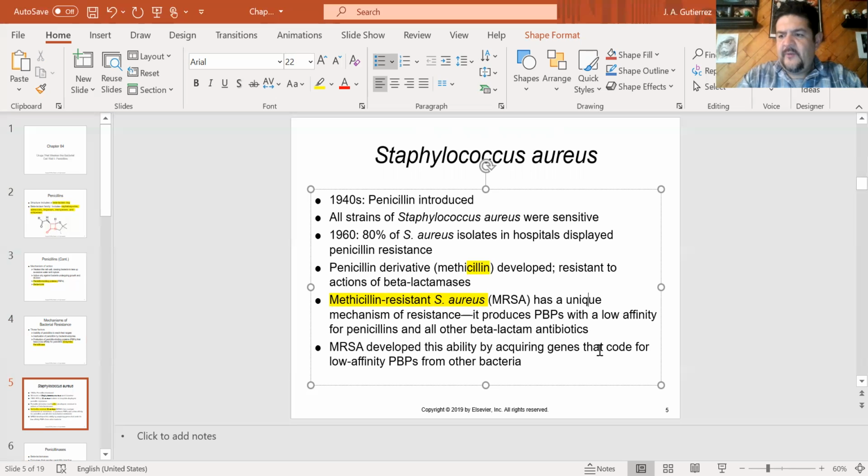So nowadays, we don't use penicillin right away for certain infections that we know, or for populations that we know have the risk of being involved with MRSA, like people already in the health field. So that's the story regarding MRSA.